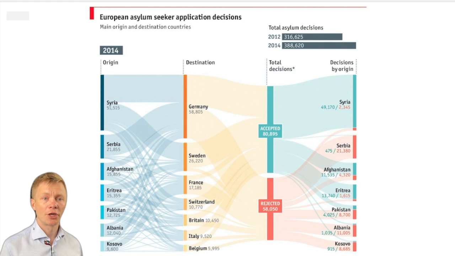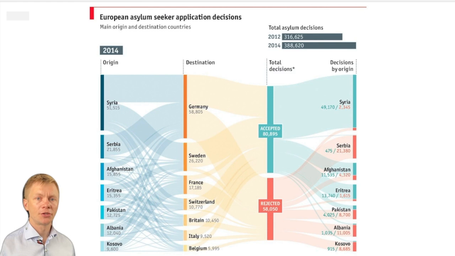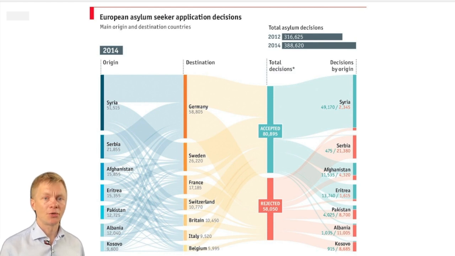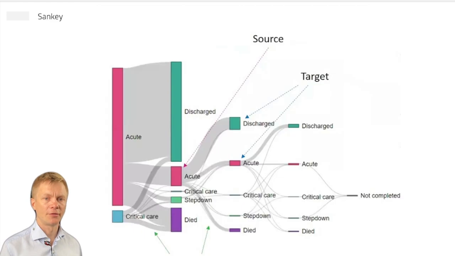This is an alluvial chart demonstrating the flows of the migrants in Europe, from which country they fled to which country, and whether their applications were accepted or not, and decision by origin. So you see what has been happening. So that's the whole story in the picture in itself.